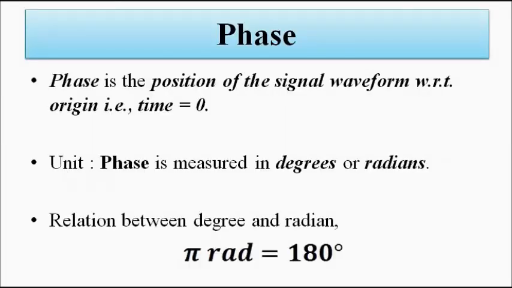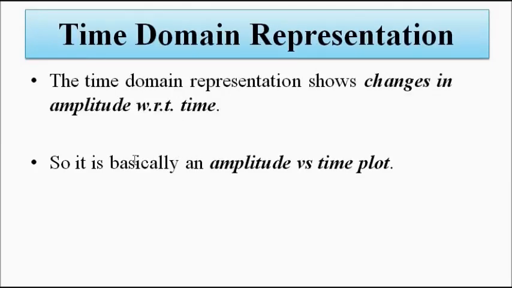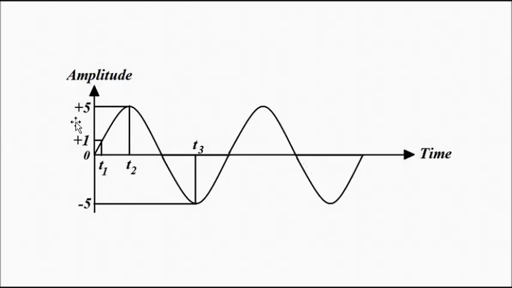Next, another important thing is the frequency domain representation. In time domain representation, it shows the changes in the signal values, which is basically the amplitude, with respect to time. So it is basically an amplitude versus time plot. Here, at different time instants, let's say t1, t2, t3, we are determining the amplitude values of the signal. At t1 it is +1, at t2 it is +5, at t3 it is -5, like that.